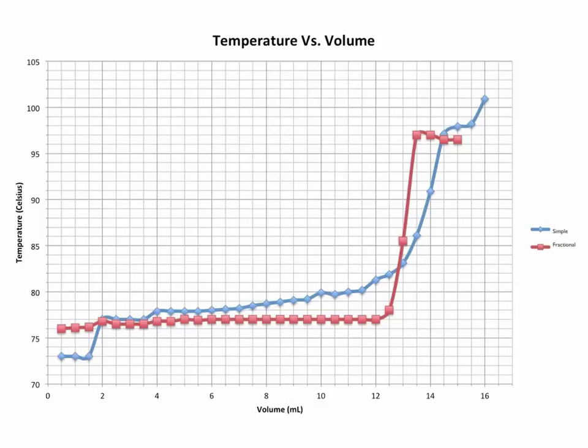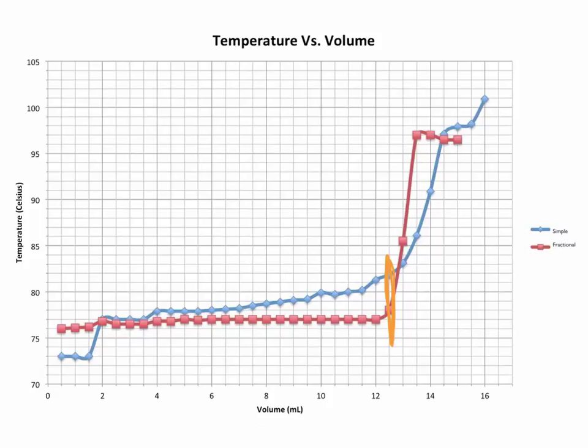In fractional distillation, the vapor temperature seems to stay around 77 degrees Celsius, but then rises rapidly when about 13 mL of the distillate was collected. While in simple distillation, the temperature rises steadily and then rises rapidly around 13 mL as well. Because both lines started rapidly rising around 12.25 mL, we could find the percent concentration of ethanol within the solution.